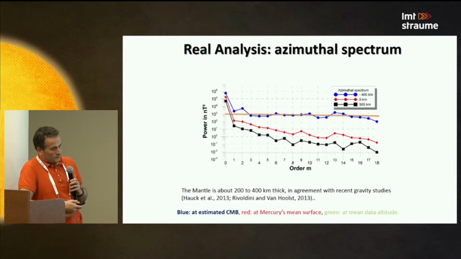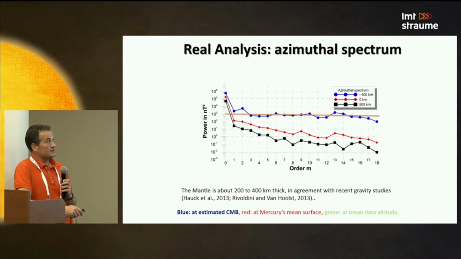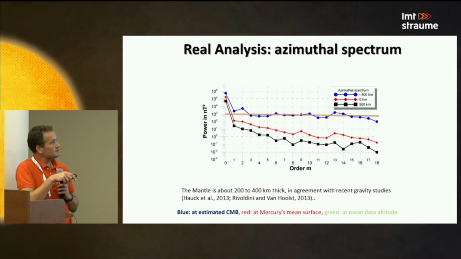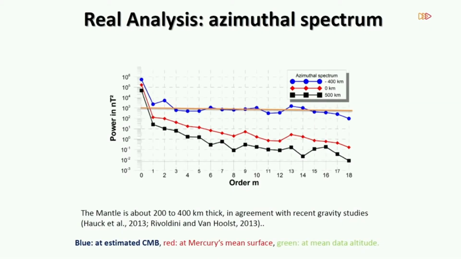So we now show the result coming from the real analysis, and this is the azimuthal spectrum. It's just a spectrum displayed as a function of the orders m, at different altitudes, and it shows that when you go down to the core-mantle boundary, the power spectrum goes flat. It's just a kind of assessment here, probably not physically really interesting. So it seems that the model is also able to predict the radius of the core-mantle boundary. At least it's in agreement with what is known about the mantle, for instance.